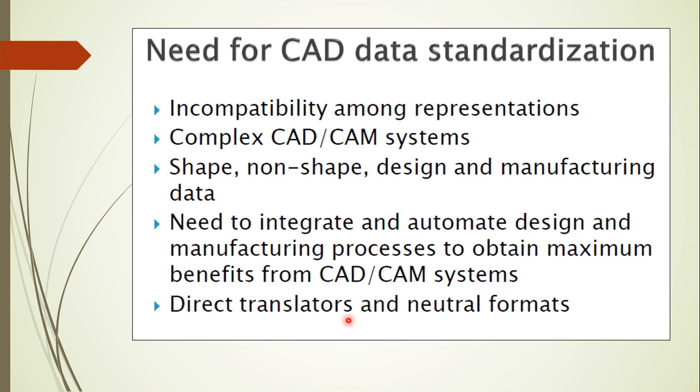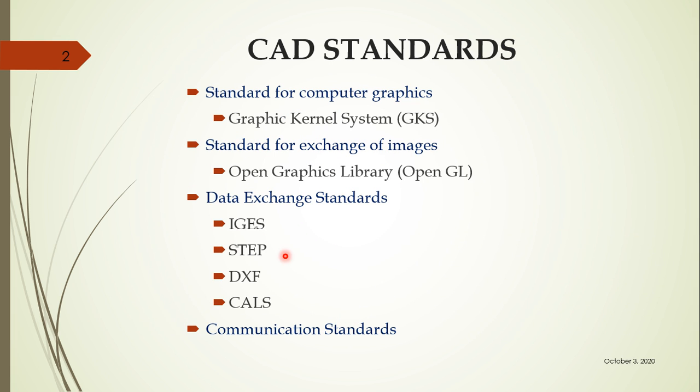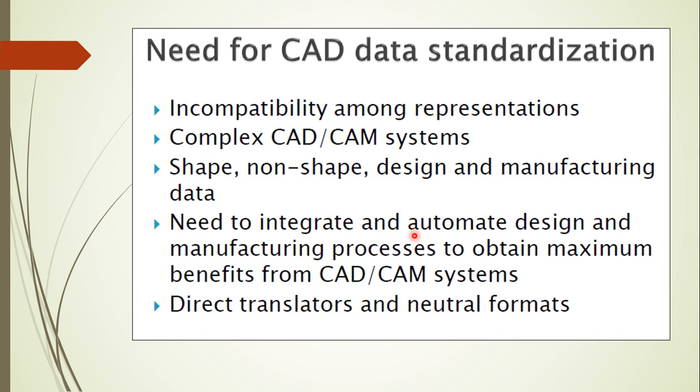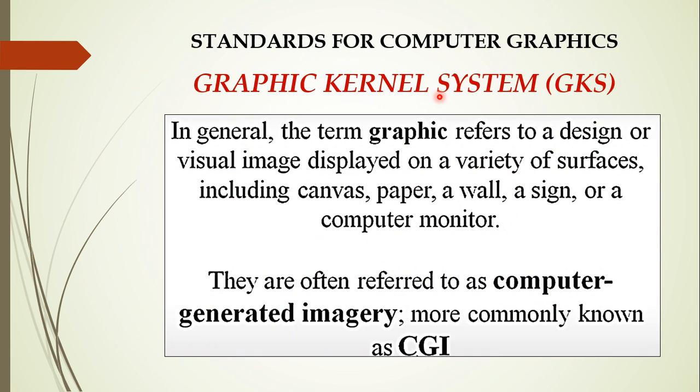So we have already discussed the various CAD standards. One is the standard for computer graphics, then the standard for exchange of images, data exchange standards, and communication standards. So I think you should be able to understand the basic need for CAD data standardization. What I'm going to do is start the topic for this particular video. I'm concentrating on the first classification, that is, the standard for computer graphics. The Graphical Kernel System is a standard which could be utilized as a standard for computer graphics.